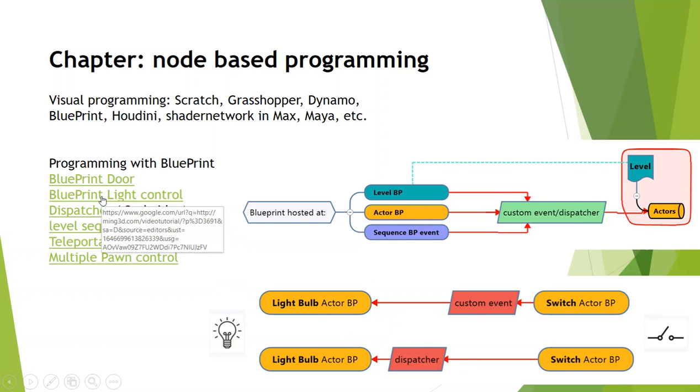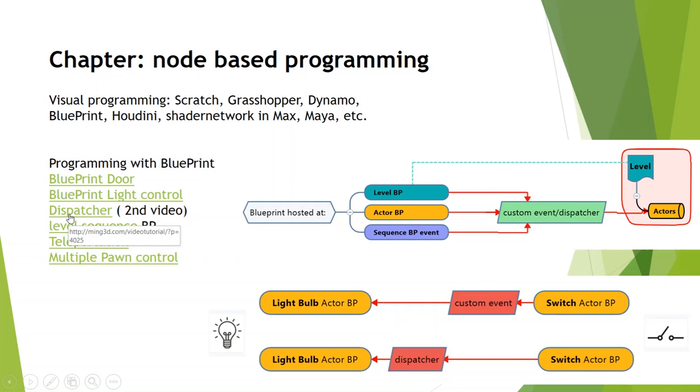The second tutorial is on light control. It's very similar to the one I just explained to you. And this one is basically using the custom event to control the light. So you can see my discussion on multiple switches, multiple lights, and how you set up their relationship.